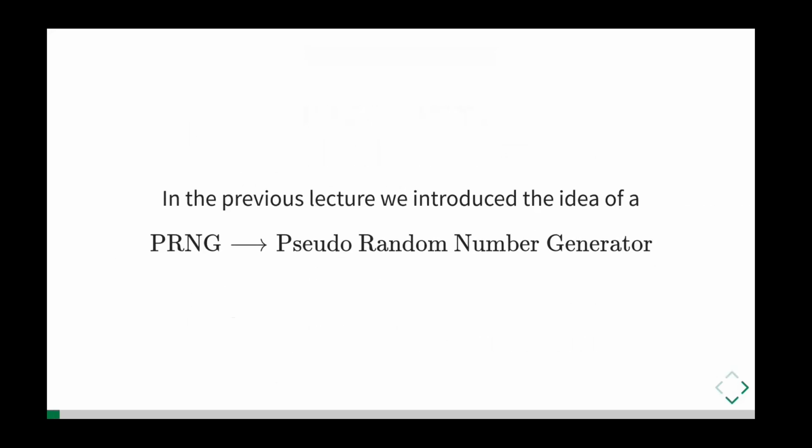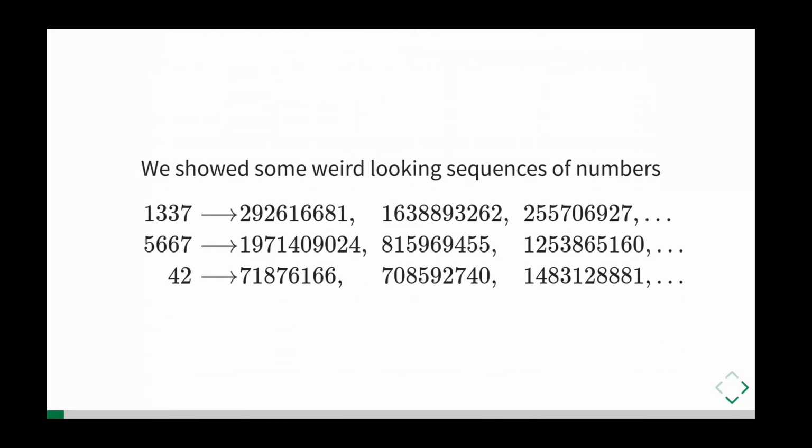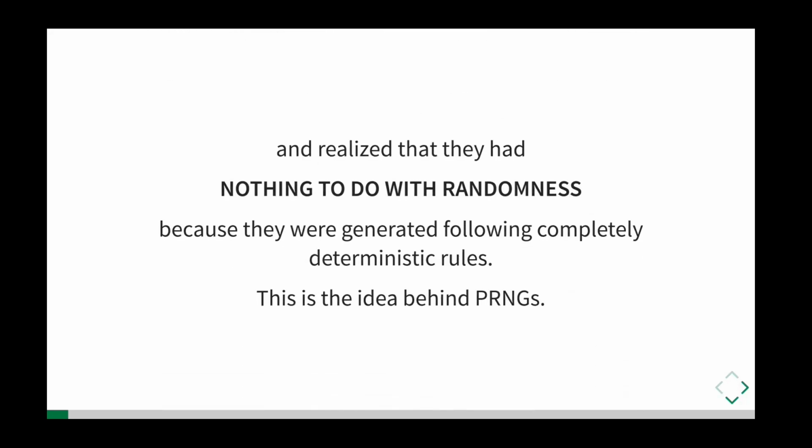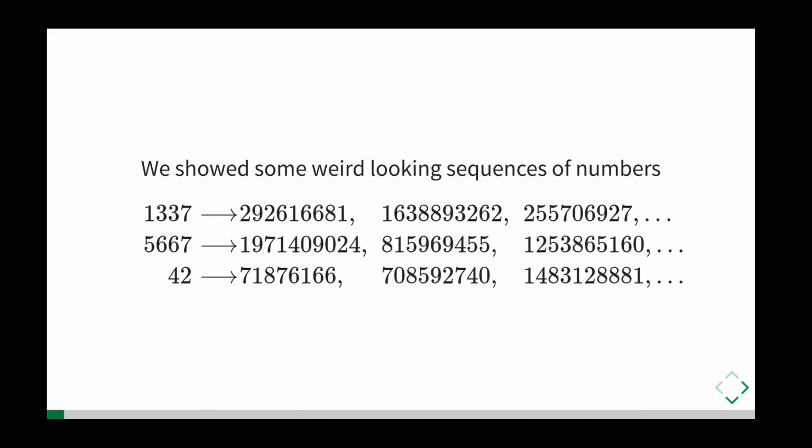So in the previous lecture, we introduced the idea of pseudo-random number generators. If you have any question, I'm going to do a brief overview of the last lecture so that we can start the new one. The idea was we had these generators of this weird-looking sequence of numbers, and we wanted to understand if there was any pattern, how close they were to random. And we saw that they had nothing to do with randomness because they were generated through completely deterministic rules. They were algorithms, procedures that enable us to generate these numbers.